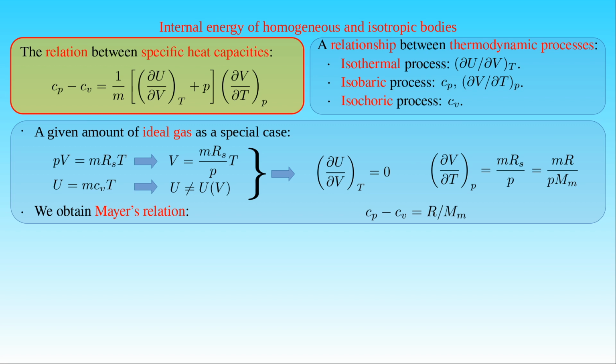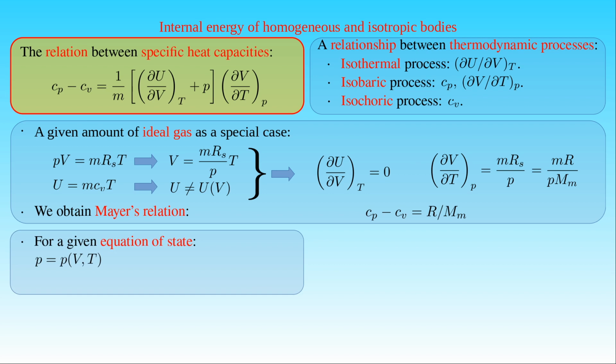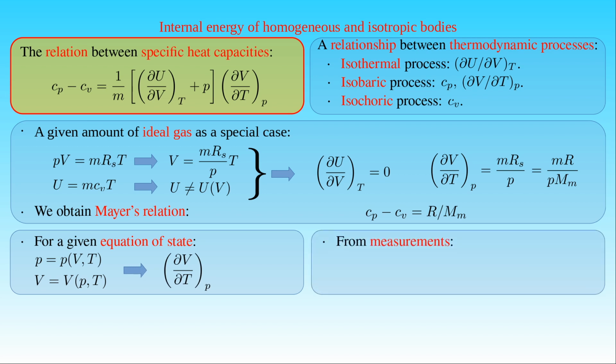We can interpret the general relation between the specific heat capacity Cp and Cv as follows. If the equation of state of the body is given, that is, its pressure P as a function of its volume V and its absolute temperature T is known, then the volume V can also be expressed as a function of the pressure P and the absolute temperature T. It allows us to determine the partial derivative of the volume V with respect to the temperature T for isobaric processes. Furthermore, we need some data obtained from measurements to evaluate this relation.